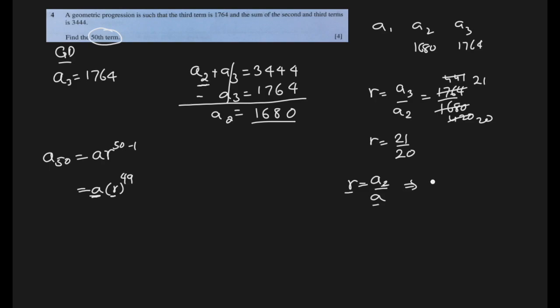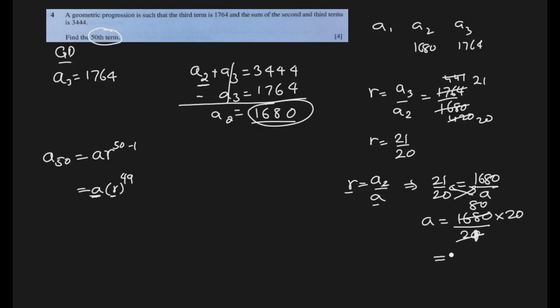So this will give us what? 21 over 20 divided by A2. We got A2 as 1680 divided by A. And let's cross multiply. A will be equal to 1680 over, not 20, 1680 multiplied by 20 divided by 21. So 80 times 20, 1600. That is the first term, A or A1, whatever you like.